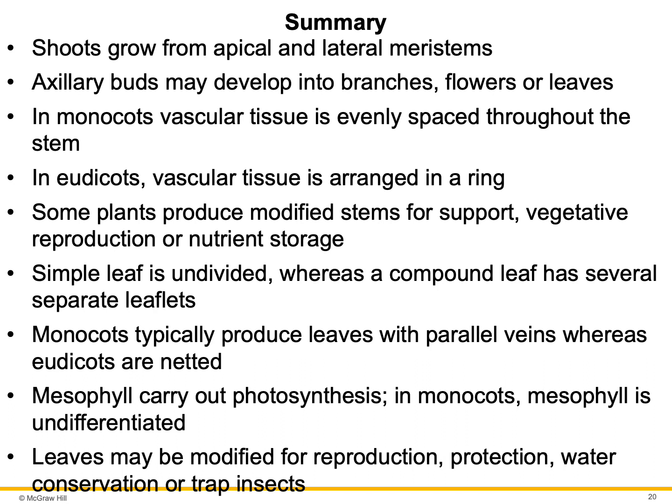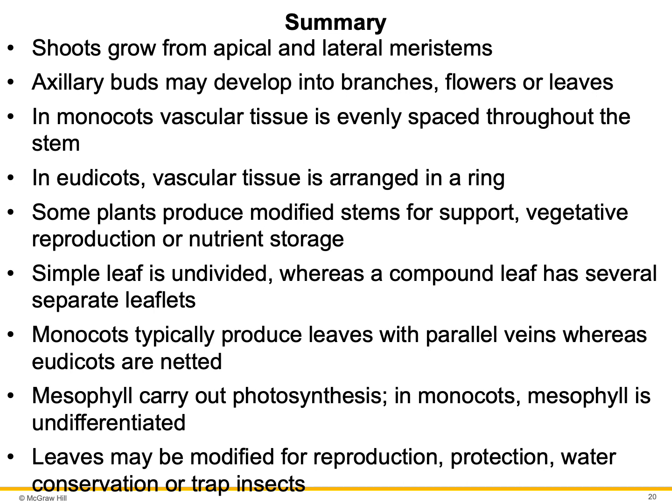So, in summary, we learned that shoots grow from apical and lateral meristems. Axillary buds may develop into branches, flowers, or leaves. In monocots, vascular tissue is evenly spaced through the stem. In dicots, it is arranged in a ring. Some plants produce modified stems for support, vegetative reproduction, or nutrient storage.